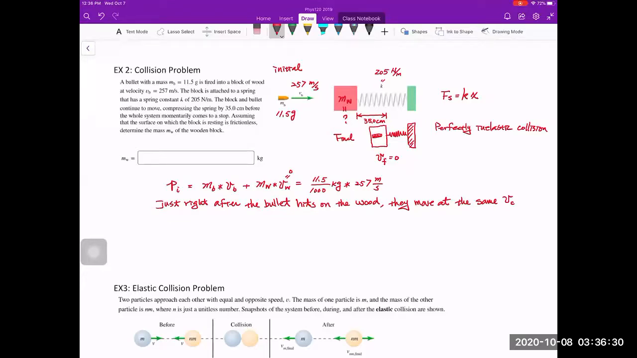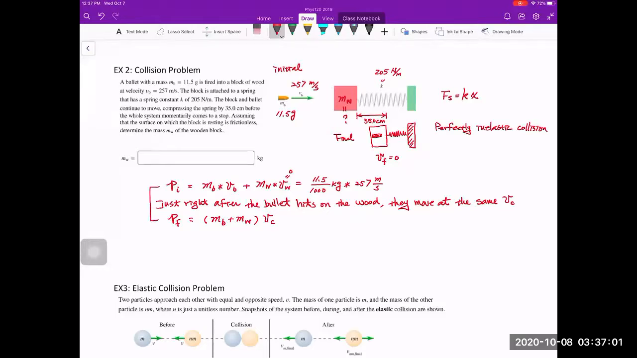And how do I do that? Well, you look at the final momentum right after the collision. Because they are embedded, the mass should be the total mass of both things, and they are moving with a speed, and that speed is the speed we are trying to find. So you have the initial momentum and the final momentum.